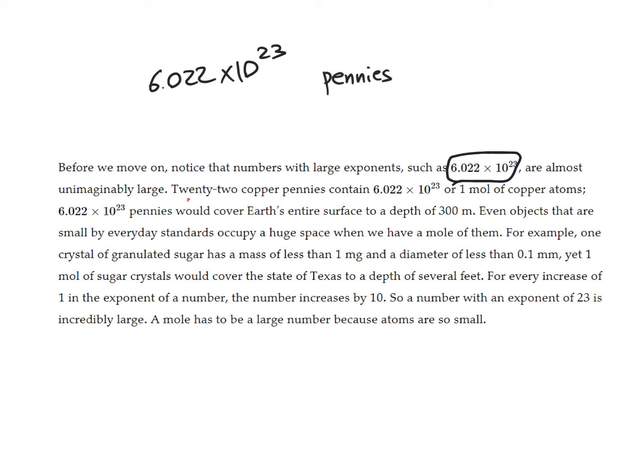So basically, 22 copper pennies contain 1 mole of copper atoms. And 1 mole of pennies would cover Earth's entire surface to a depth of 300 meters. So now your book wants to say how big this number is. Can you imagine that? You have just pennies, and if you have 1 mole of that, it covers the entire Earth's surface. Not only does it cover that, it also goes down. So this number is really, really big. Any questions? Is that clear what we just said?